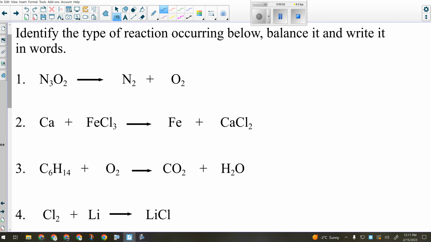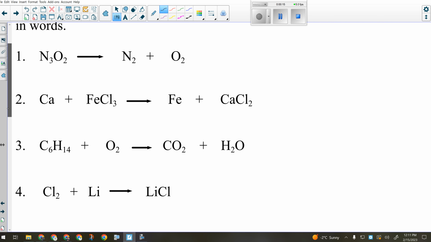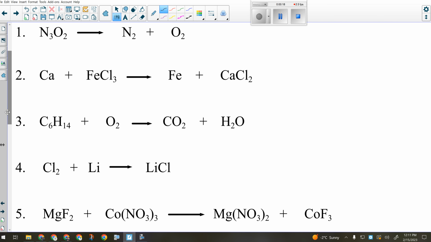All right, so same as the ones we were working on yesterday. I just want the reaction type, like synthesis, single replacement, combustion, whatever. I want it written out in words, and I want it balanced. There's 5 here. If you guys can get going on those, let's see how we do.